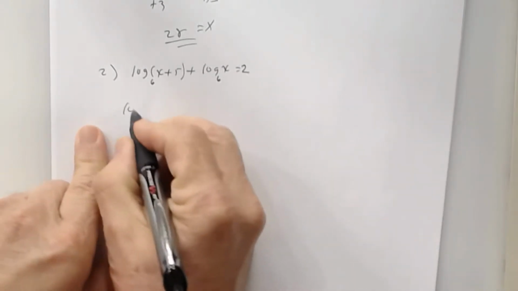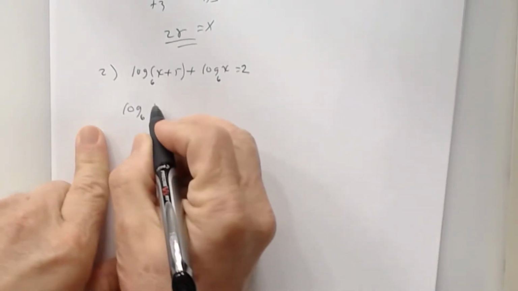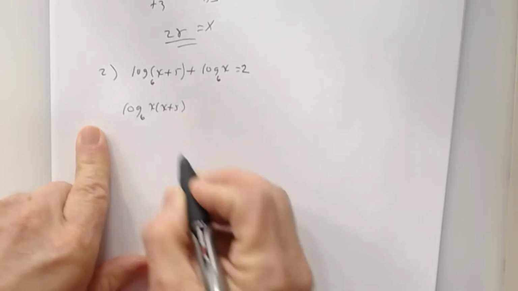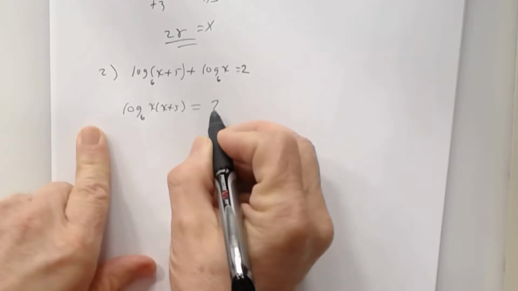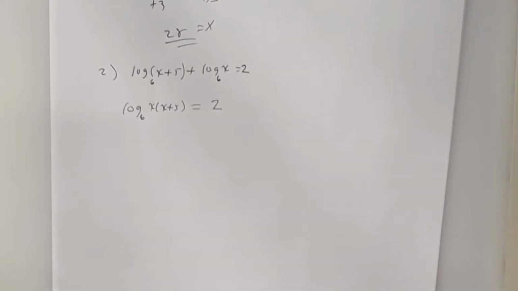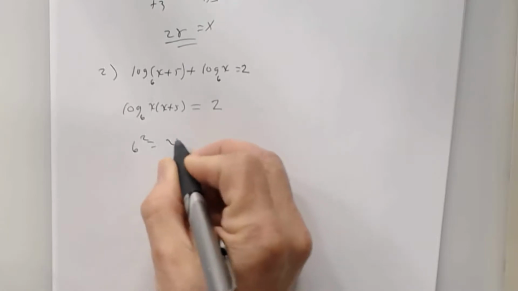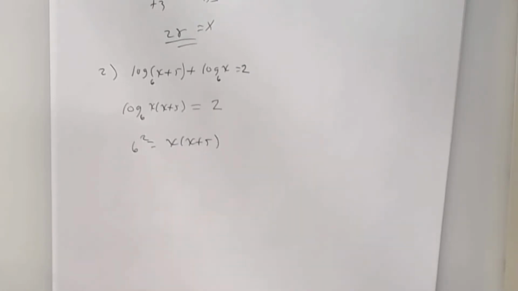Product. So that's going to be the log base 6 of what? x plus 5 times what? Times x. And that's going to equal 2. So notice I wrote it as x times x plus 5. Now can I change it to an exponential equation? Yes. So that's going to become 6 to what power? 2. 6 squared equals what? All right, so that's where I'm at.